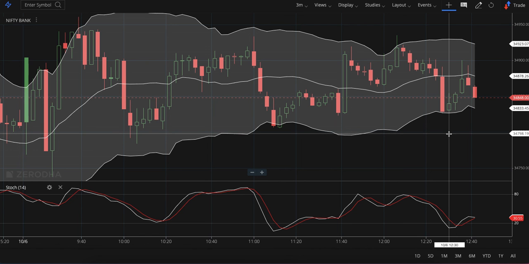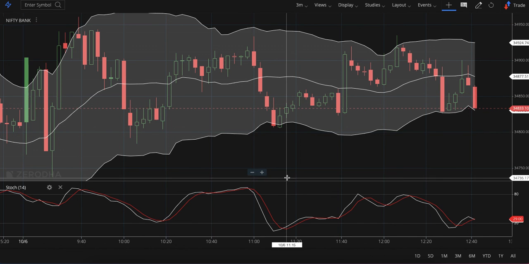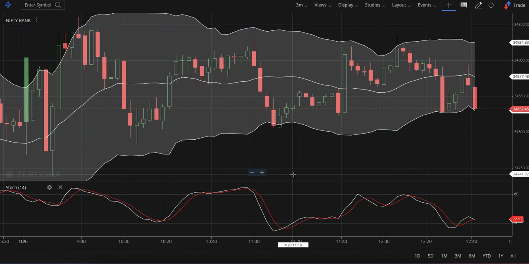So these were three quick trades you would have taken. That is how you can use the stochastics with candlestick pattern, and Bollinger Bands with candlestick pattern.